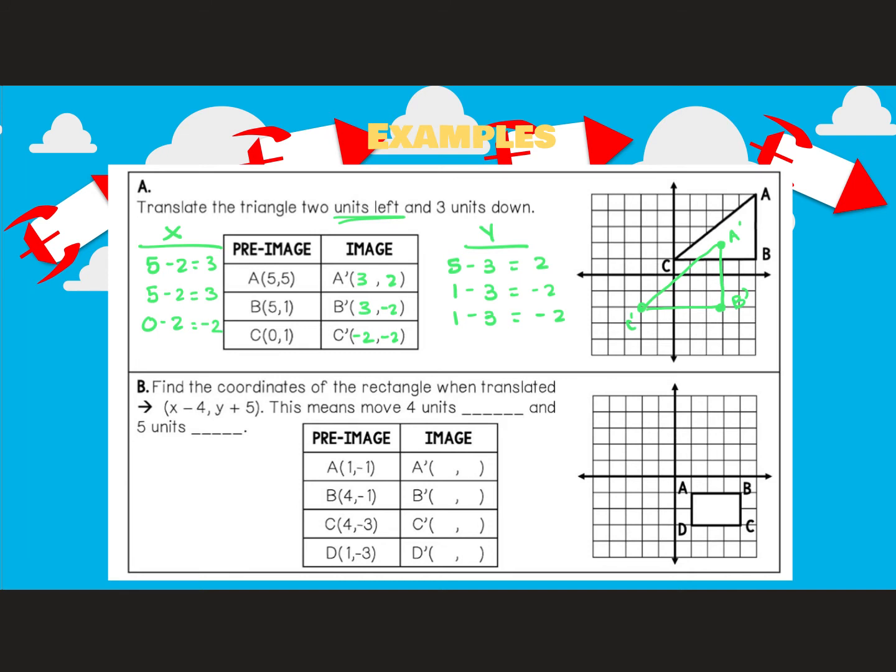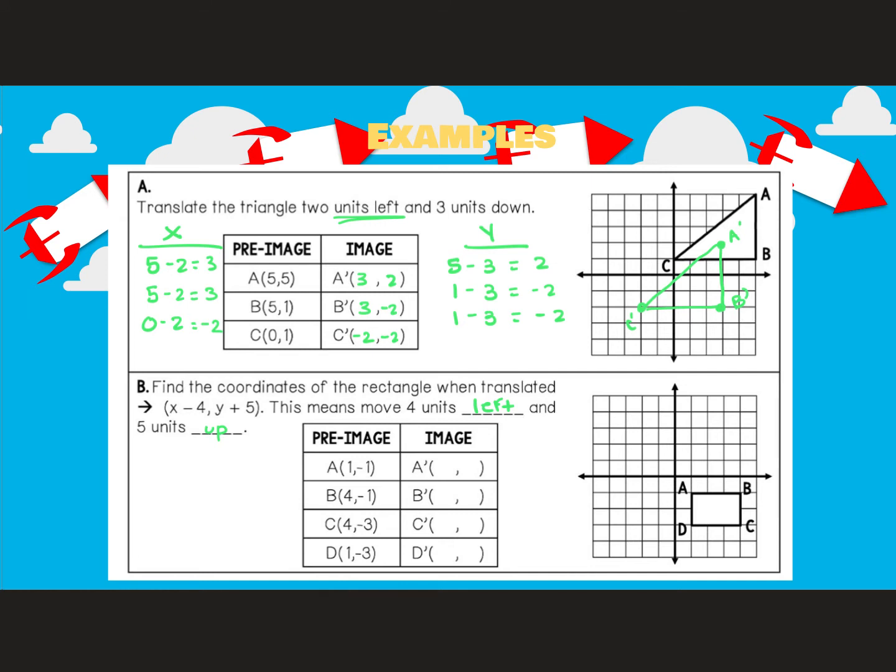For part B, I want you to pause the video and try this. But first, we're going to fill this in. Find the coordinates of the rectangle when translated x minus 4 and y plus 5. This means we're moving 4 units to the left and 5 units up. Anytime you see that subtraction with x, we're moving left, and if you see plus with our y, we're moving up.